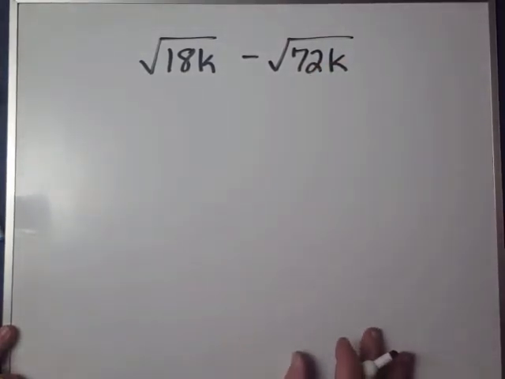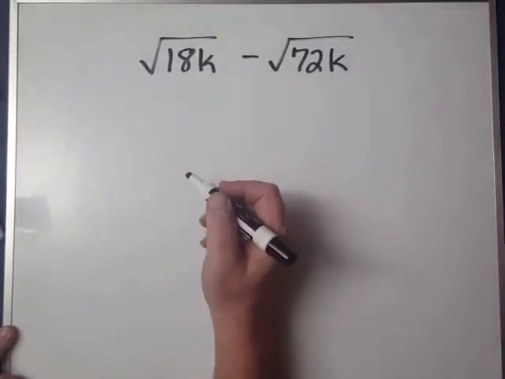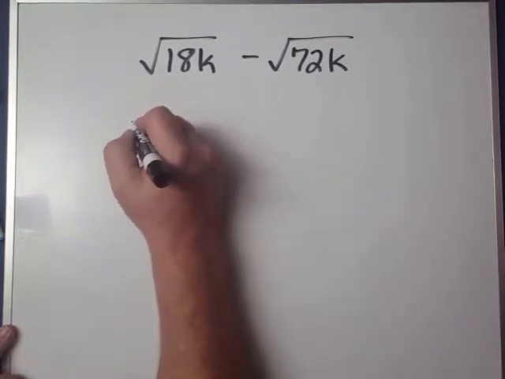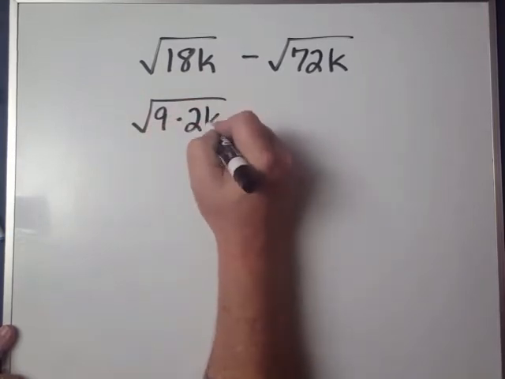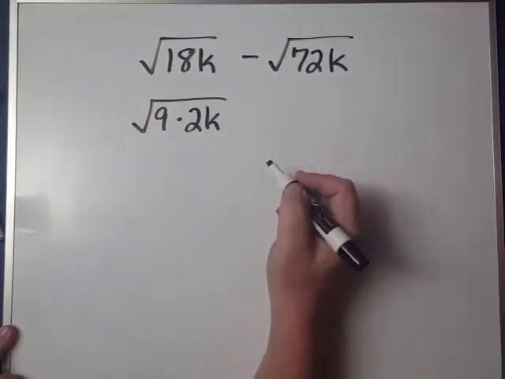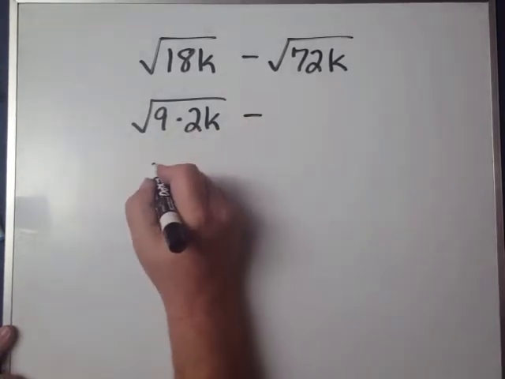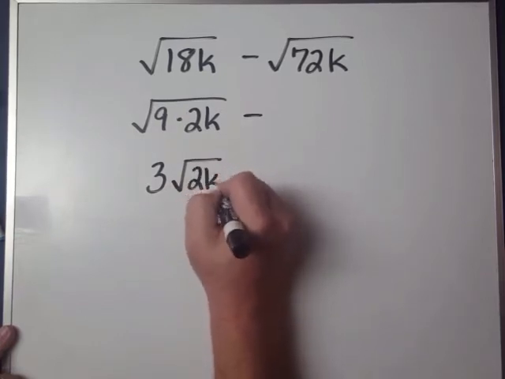Let's simplify each term and see what happens from there. So, does 18k contain any factor which is a perfect square? Well, 18 contains a 9. It's 9 times 2. And a single k does not contain a perfect square. Square root of 9 is 3. So this is 3 square roots of 2k.